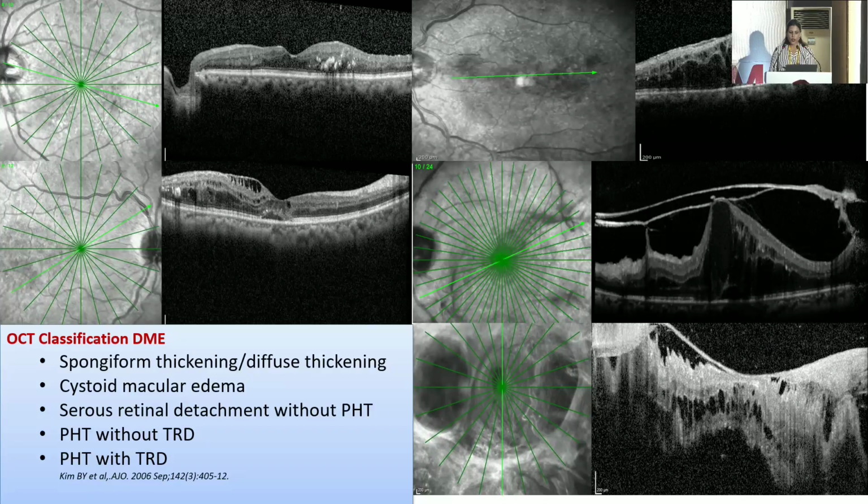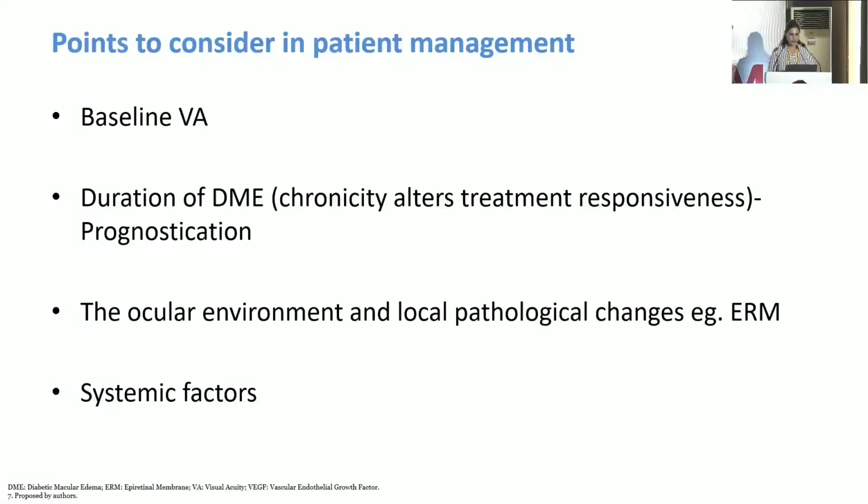Then again, looking at the OCT classification of DME is important to decide whether a medical or a surgical intervention would help. In spongiform thickening, cystoid macular edema, and serous retinal detachment without a taut posterior hyaloid, medical management would help. Whereas in a taut posterior hyaloid, with or without TRD, we need to intervene surgically.